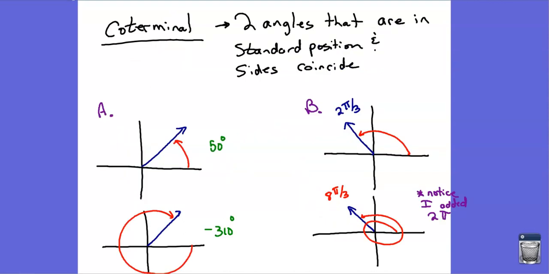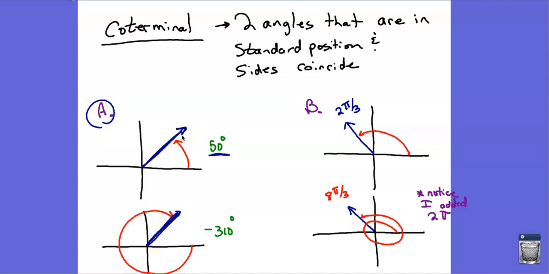All right, so coterminals are 2 angles that are in standard position and they coincide with one another. So look at example A. Both of these terminal sides are the same. So if I went 50 degrees, this is approximately 50 degrees, or if I went negative 310 degrees, they both end at the exact same spot. So they are both literally coterminal.